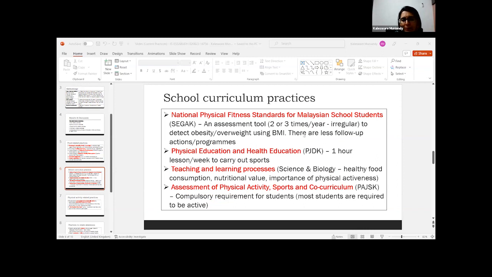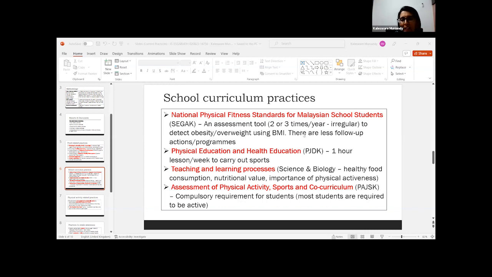School curriculum practices, on the other hand: we have SEGAK, the National Physical Fitness Standards for Malaysian school students, which is an assessment to detect obesity or overweight among students using BMI, but it was done irregularly and there are fewer follow-up actions and programs after the BMI has been recorded. Physical education is also there for students, whereby they carry out sports activities for 1 hour.